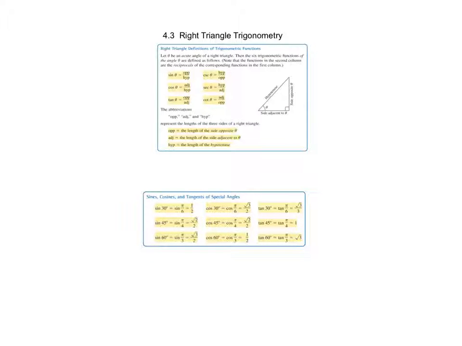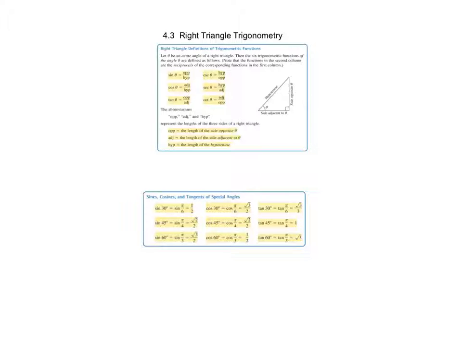All right, folks, so this is going to go fairly quick because this is a review of right triangle trig for you. We are not going to do the whole thing through video. The rest of it we will do next class as a group. So don't worry about all of that yet.